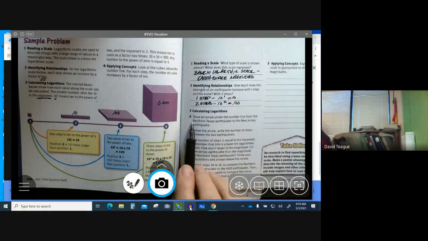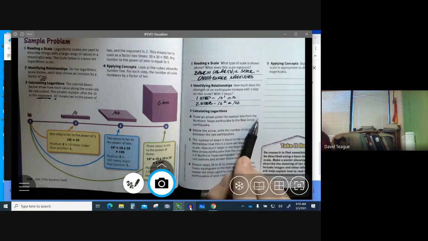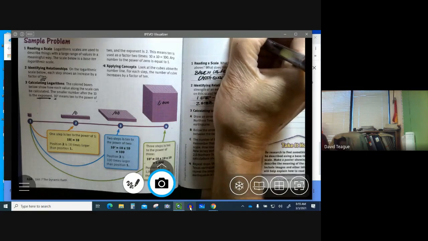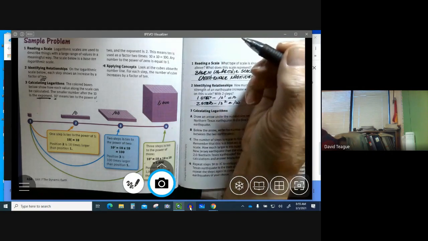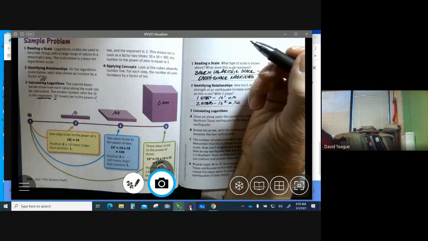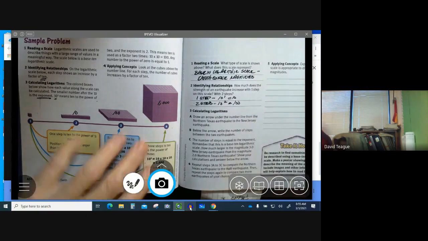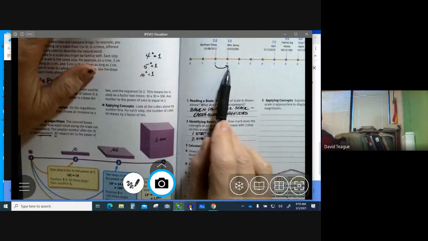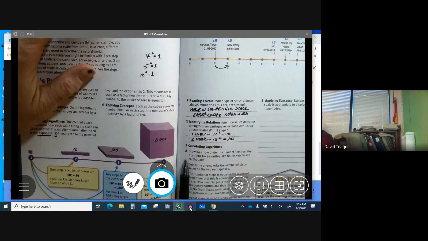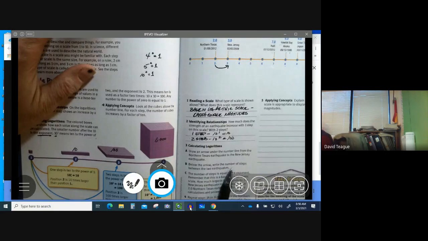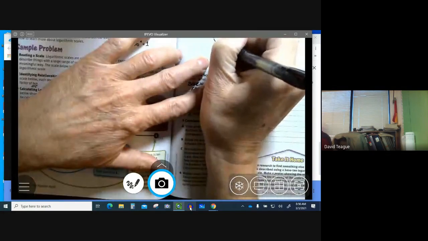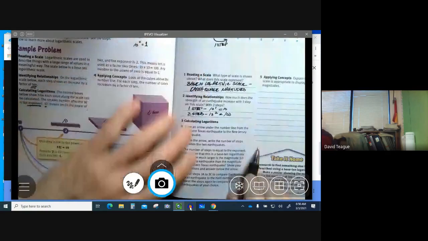Calculating logarithms. Draw an arrow under the number line from the northern Texas earthquake to the New Jersey earthquake. So we're going to go from here to here. So we're going to draw a line like that. Oh, I'm sorry. So I went from 2 to 3. I just drew a line. Below the arrow, write the number of steps between the 2 earthquakes. So this step here was 1 step, right?